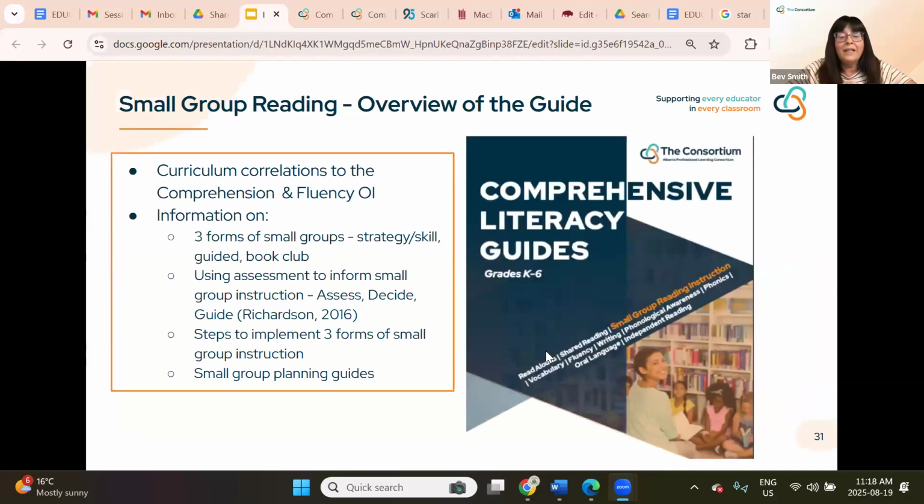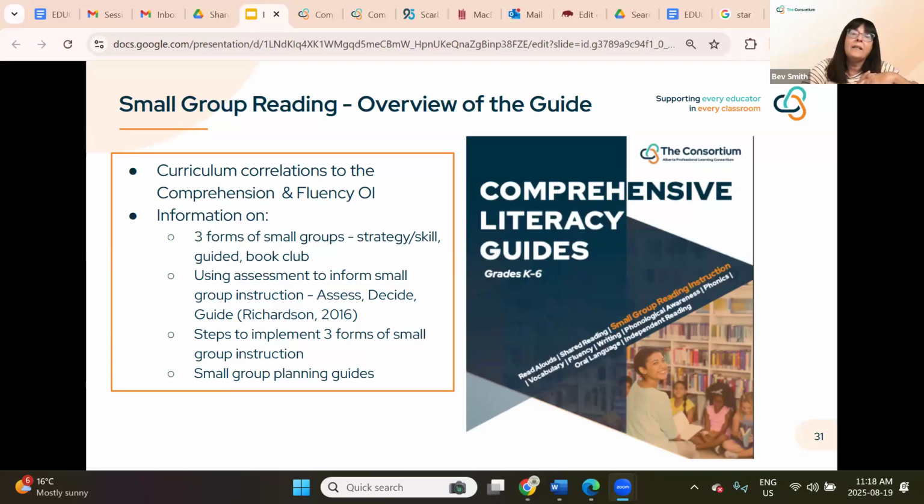The next guide that you'll find is for small group reading instruction. And again, I felt that the curriculum correlations most applicable were comprehension and fluency, but certainly phonics could be in here, phonemic awareness, possibly if you're working with some alphabet books. There's lots of different possibilities here for curriculum correlations. You're going to find information on 3 different forms of small group instruction: strategy or skill groups, guided reading groups, and book clubs. We want to make sure that we are using assessment to inform small group instruction.